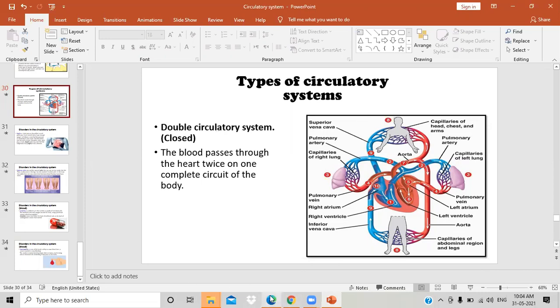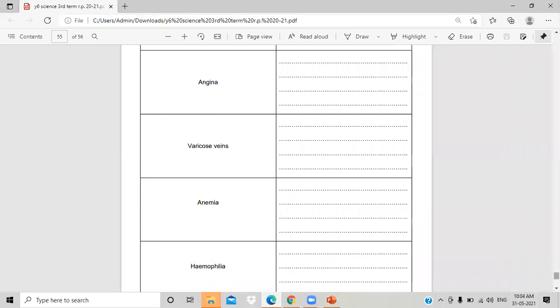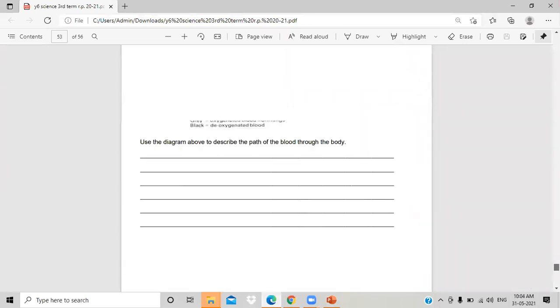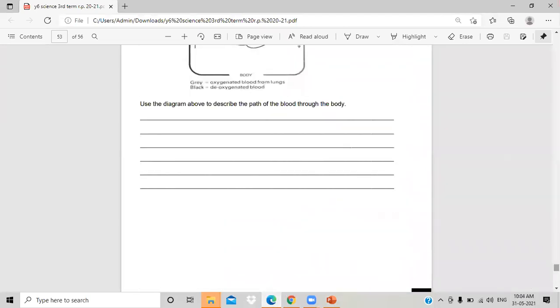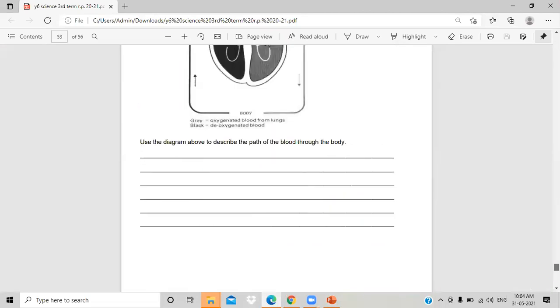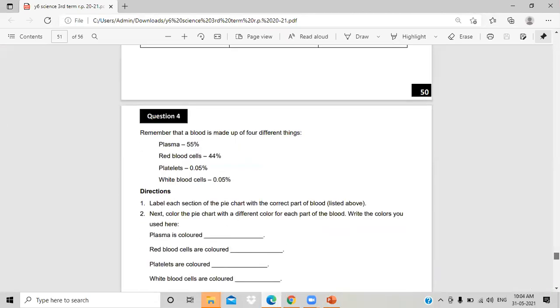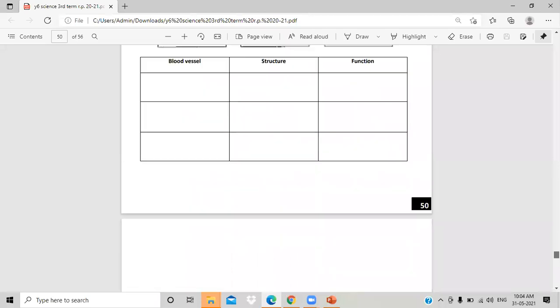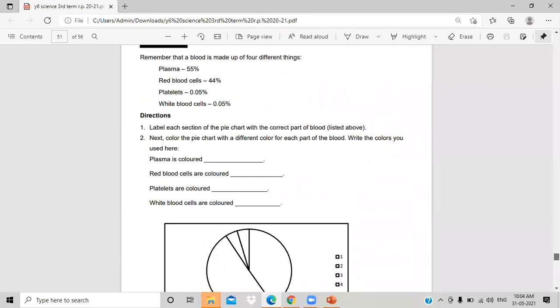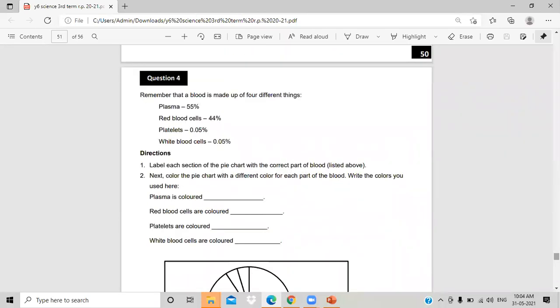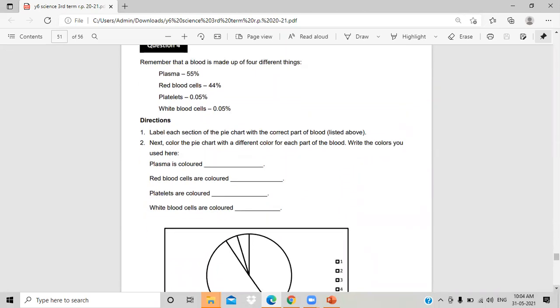Okay, now I want you to open your resource packs. We stopped here last time at page 53. But before page 53, I want you to open page 51. Please open page 51. This is a very simple worksheet or a very simple kind of questions.